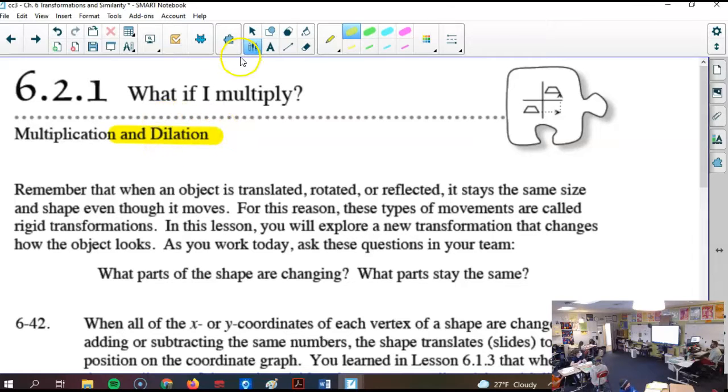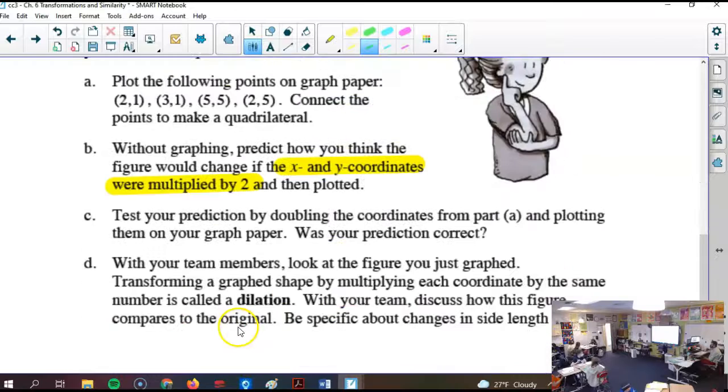I don't really care how you say it. Just know there is no A here. It's dilation, right? There's no A in between I and L. Oh, hey, look, it's down here too.